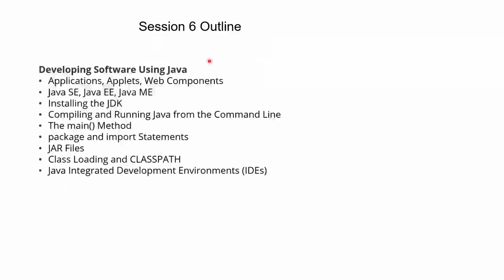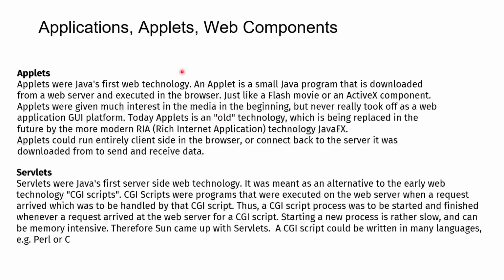In this session, Session 6, we are going to discuss developing software using Java. We'll go into applications, applets, and web components. We'll talk about the different Java development environments, also the Java development kits, compiling and running from the Java command line, the main method, package and import statements, jar files, class loading, and the class path, and Java integrated development environments. So here we'll discuss Java applications, applets, and web components.